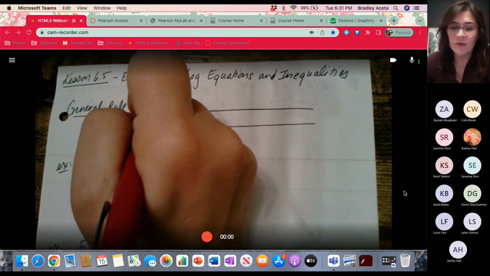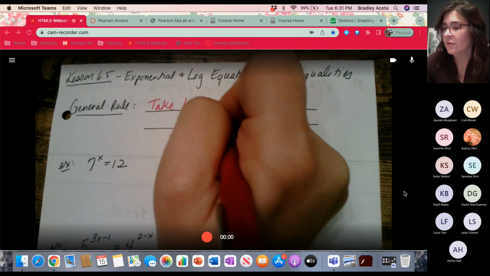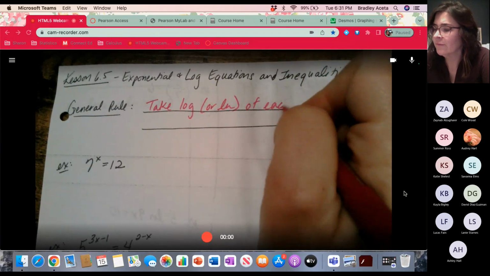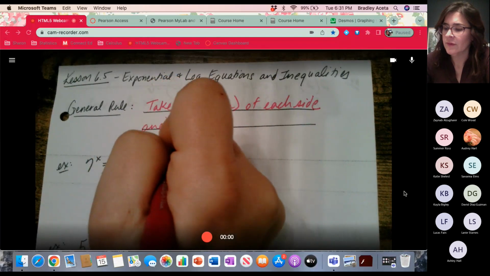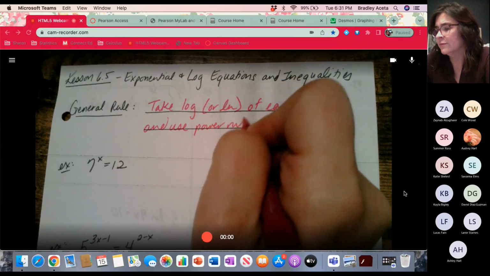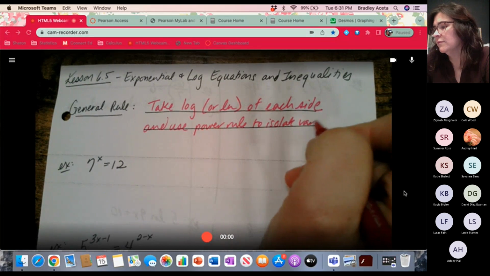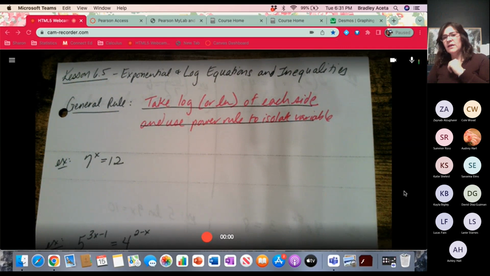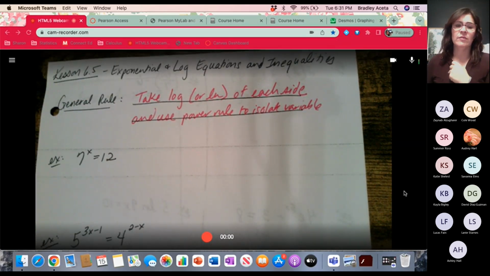But the general rule is to take a log or an ln of each side and use the power rule to isolate the variable. Take the log or ln of each side and use the power rule to isolate the variable.